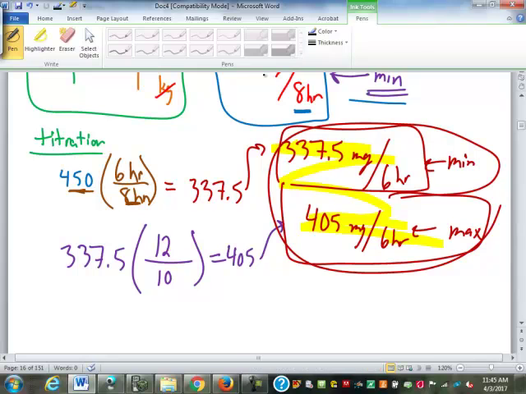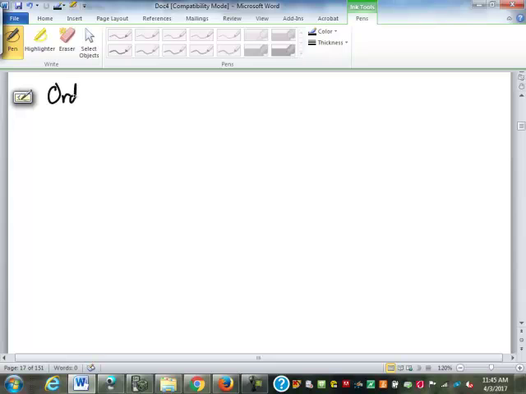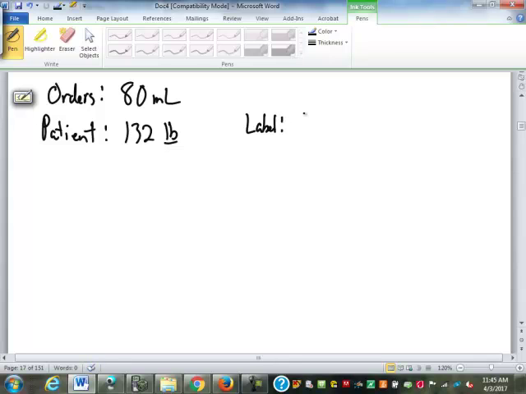Now again, this is a relatively simple problem because I gave you everything in milligrams. But we might have doctor's orders for 80 milliliters of medication for a patient who weighs 132 pounds. And the label says that this is concentrated at 25 milligrams in 4 milliliters, and that it should be given at, let me get the feel of this here.